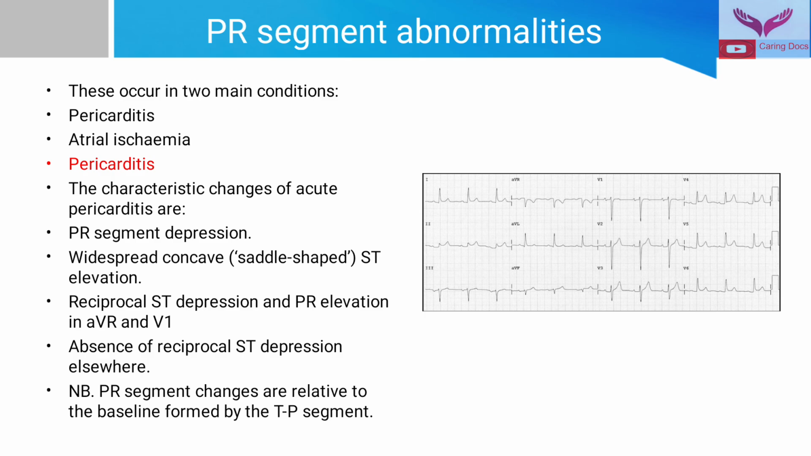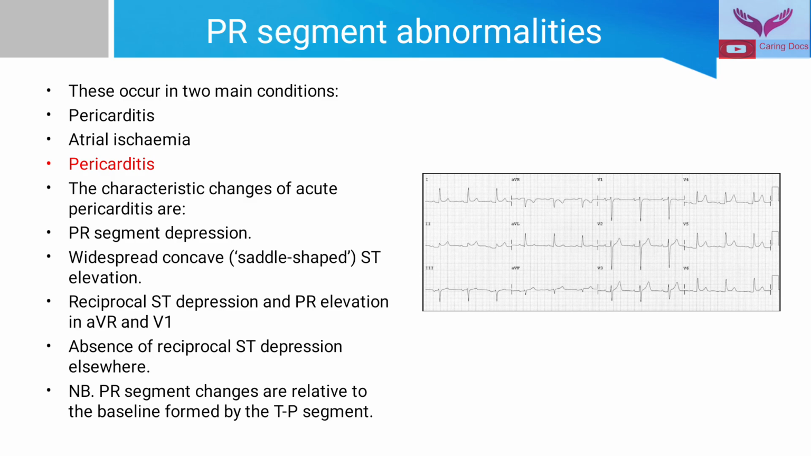PR segment abnormalities occur in two main conditions, that is pericarditis and atrial ischemia. In pericarditis, the characteristic changes are PR segment depression, widespread concave or saddle-shaped ST elevation, reciprocal ST depression, and PR elevation in aVR and V1, with absence of reciprocal ST depression elsewhere.